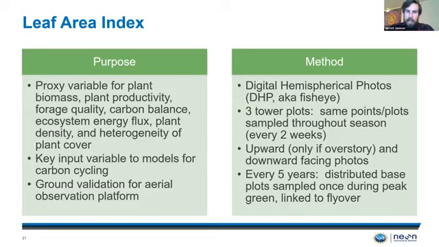For sampling LAI, we use digital hemispherical photography, AKA fisheye lens. And we do this at 3 tower plots using the same points and plots throughout the growing season, sampling every 2 weeks. We take upward and downward facing photos, upward only if there is overstory present in those plots. Also, every 5 years, we sample our distributed base plots one time during peak green, linked to our flyover by the aerial observation platform.